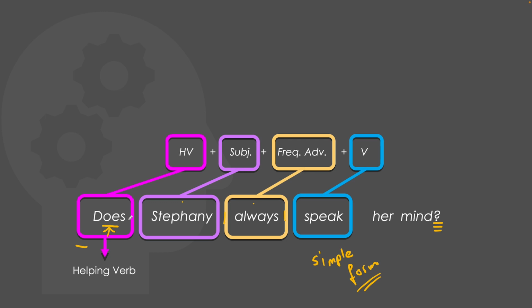If I remove this and make it a statement, then the sentence would read, Stephanie always speaks her mind. But because we've made a question now, we use the helping verb to make the question, and the helping verb, same as before, takes the conjugation because the helping verb has to go with the subject. So the sentence here reads, does Stephanie always speak and not speaks, because the S for speaks is added to the helping verb do, and it becomes does.